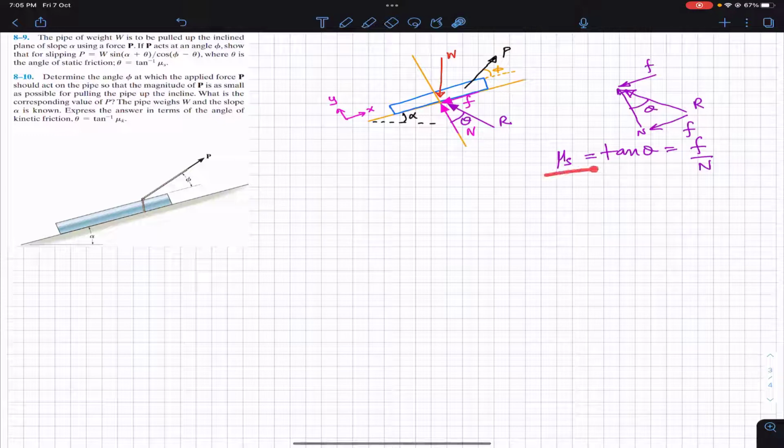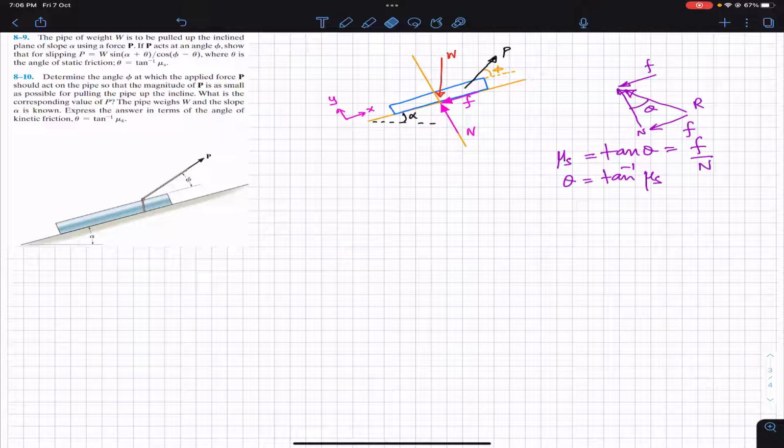So from this we can say that theta is equal to tan inverse mu s, which is given in the statement. So wherever we have mu s, we can write it as tan theta. So we will have theta in our calculation, in the derivation of that force P which is required to avoid slipping. So now let me remove this. This was the concept behind this angle theta.